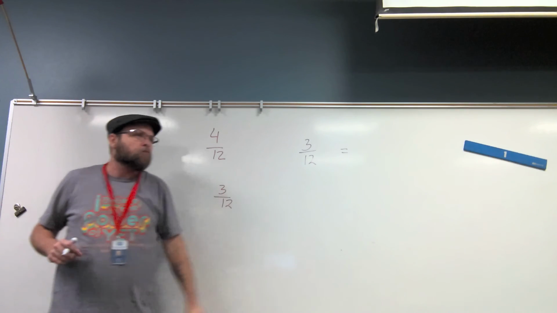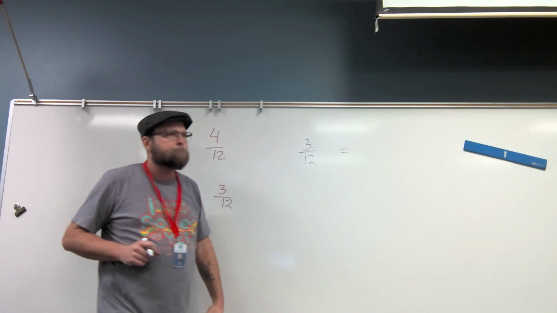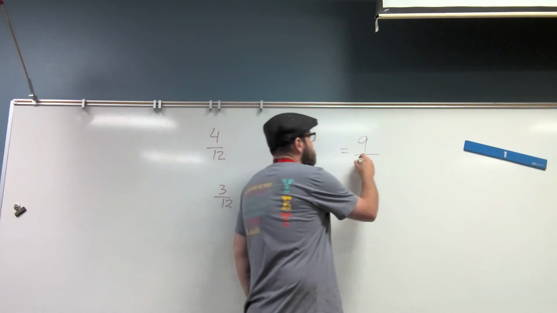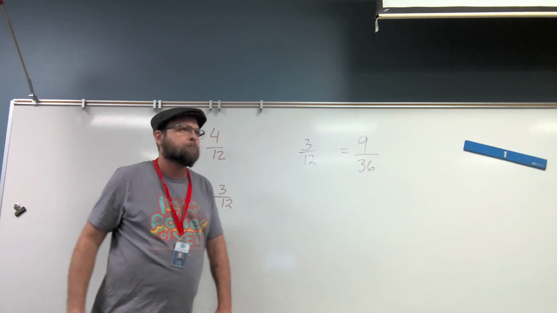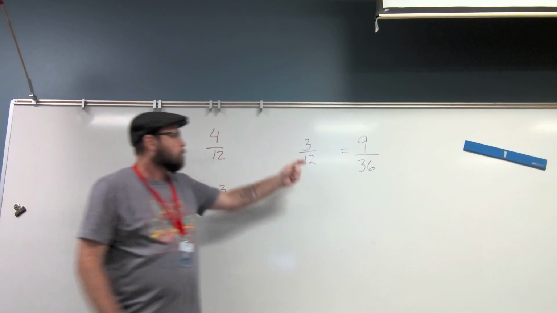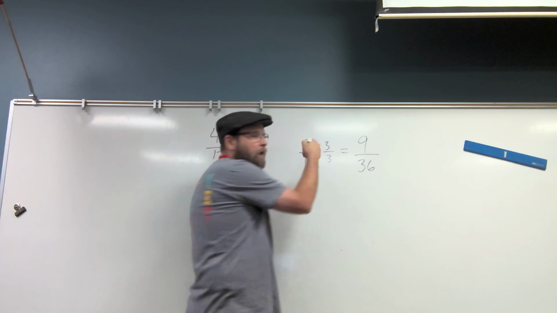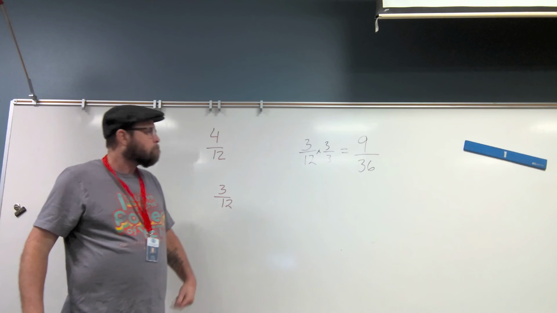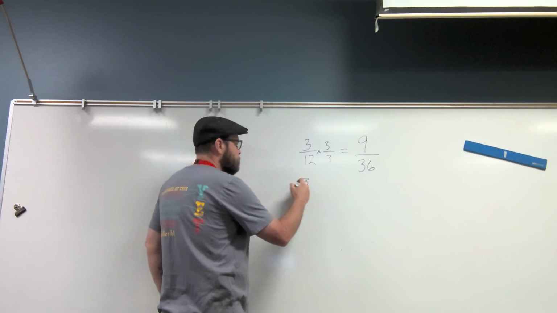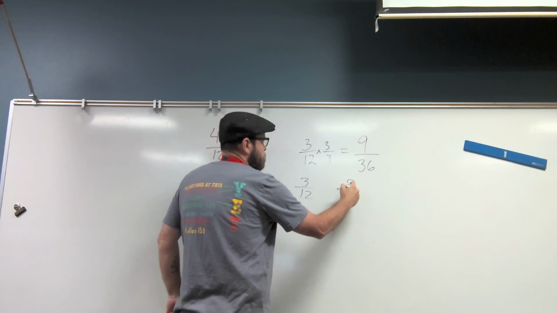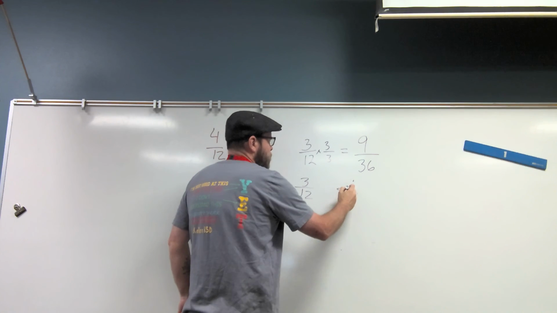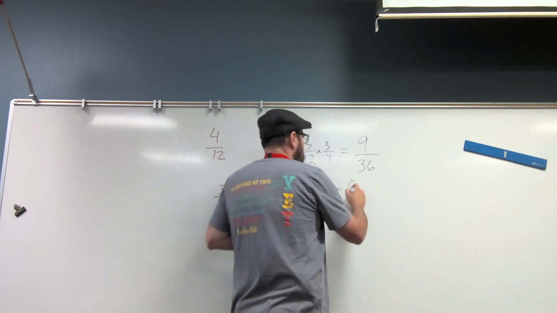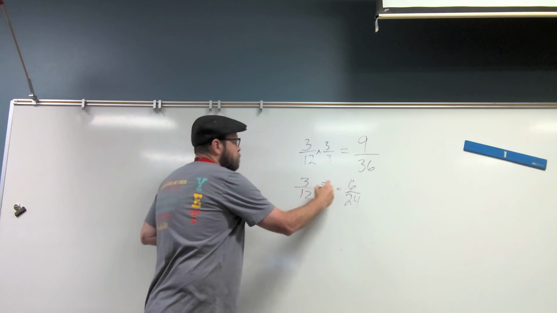Give me a fraction equivalent to 3/12. 9/36. What did you multiply to get that? Times 3. Good. You multiplied by 3 over 3, and that equals 1. Give me another one. Eli A. Equivalent to 3/12. 6/24. What did you multiply to get that? Times 2.